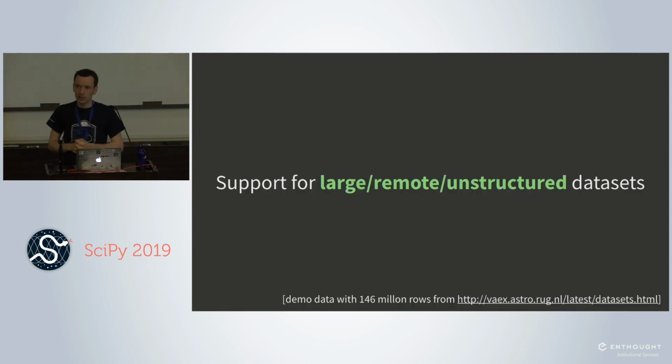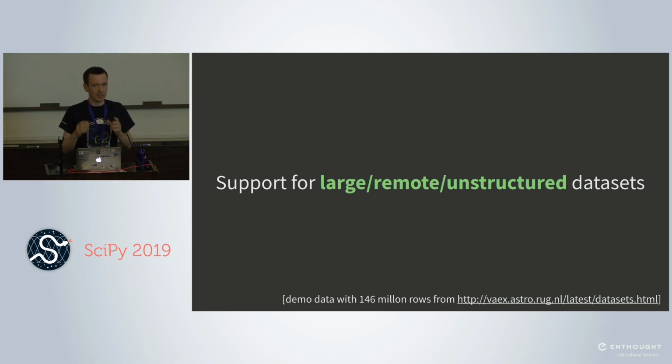Another important feature that we've been working on is that we wanted to be able to support large data sets that are not necessarily local, and data sets that are not necessarily just regularly gridded data. So for this, we've defined an API for data objects that they have to present in order to be used in Glue. But Glue then doesn't need to care about the details of how the data are stored.